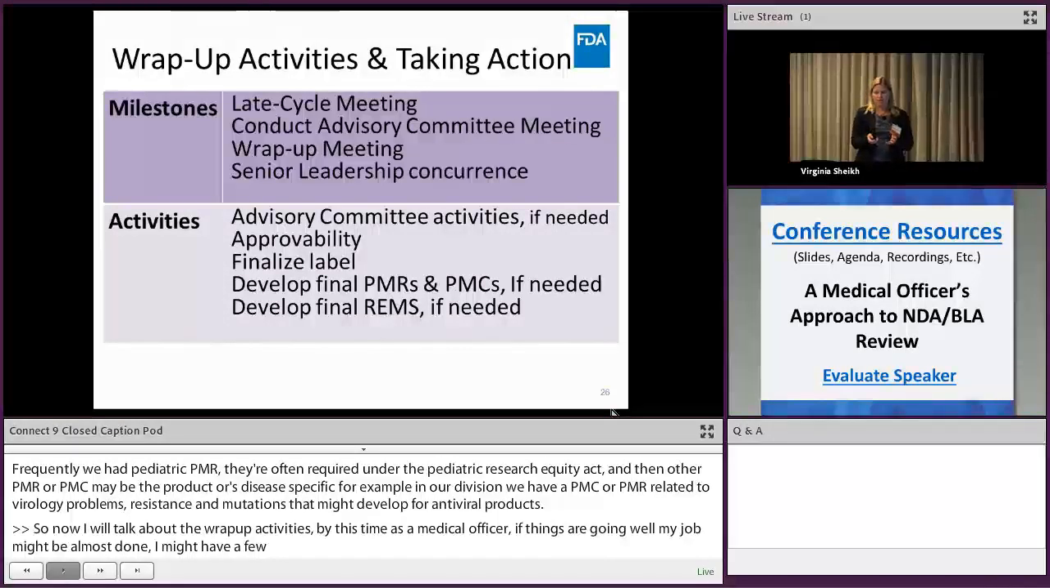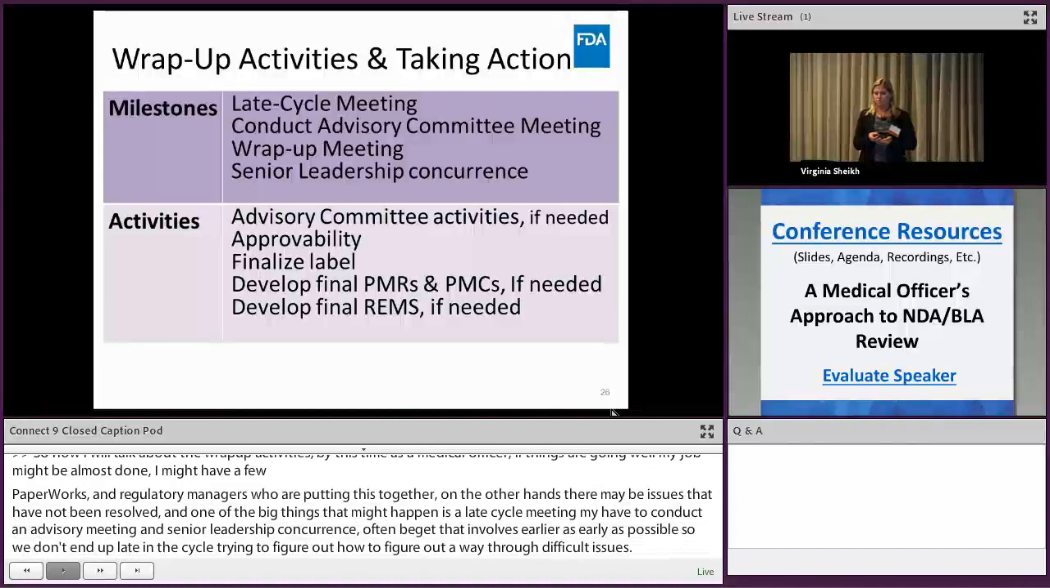Some of the things that have to happen are this late cycle meeting. We might have to conduct an advisory committee meeting. We'll have a wrap-up meeting, and then senior leadership concurrence. And oftentimes we'll actually get the senior leadership involved as early as possible, so that we don't end up late in the cycle trying to figure our way through difficult issues.